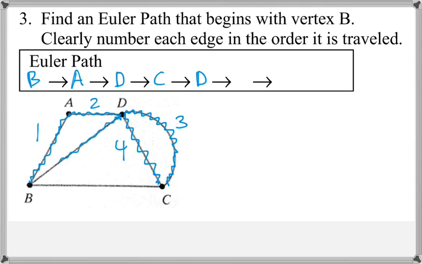And then to B, and then finally to C. So I've traveled every edge exactly once. So this is my Euler path.